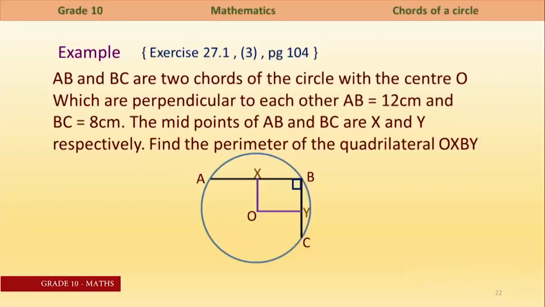AB and BC are 2 chords of the circle with the center O which are perpendicular to each other. AB is 12 cm and BC is 8 cm. The midpoints of AB and BC are X and Y respectively. Find the perimeter of the quadrilateral OXBY. So I think you have read the sum and you understood that. We have to find the perimeter of the quadrilateral OXBY. Let's try to do that.